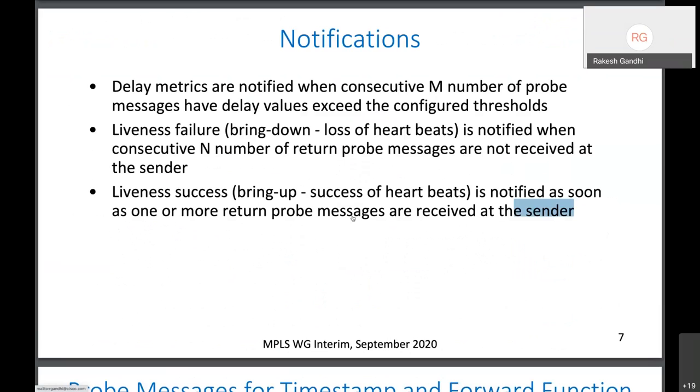And in terms of notifications, the querier node monitors the SR path, and if consecutive, say, M number of probe messages have delay values crossing some locally configured thresholds, then delay metrics are notified. If consecutive N number of probe messages are not received, then the heartbeat, basically liveness, failure is notified. As soon as probes start to flow, then liveness is declared successful, that is, the heartbeat is restored. So it allows pretty fast and simple notifications for the various performance degradations. Next slide, please.